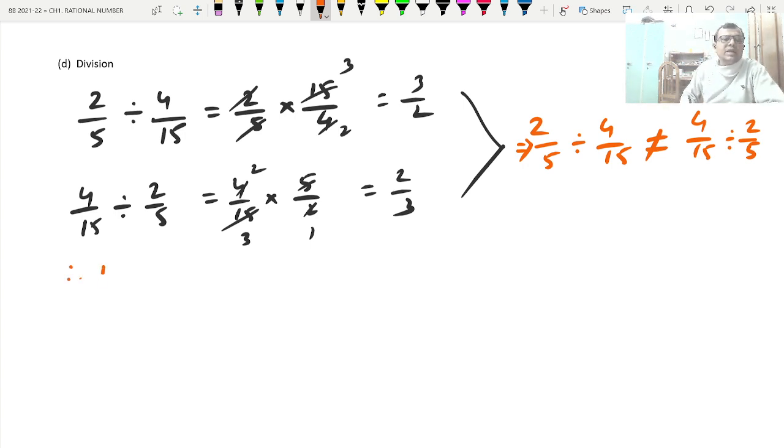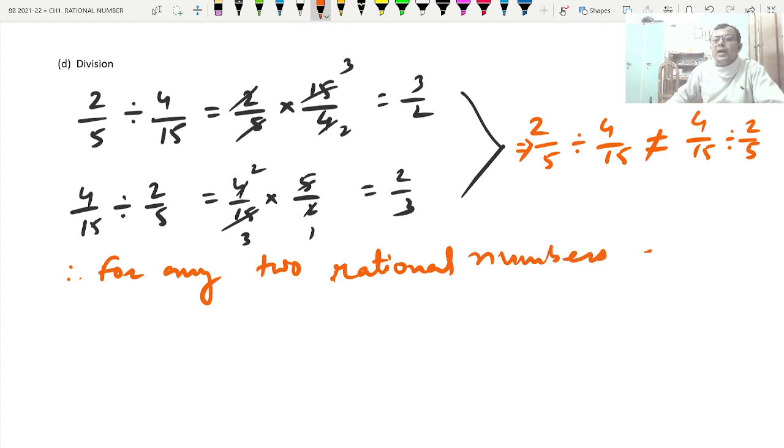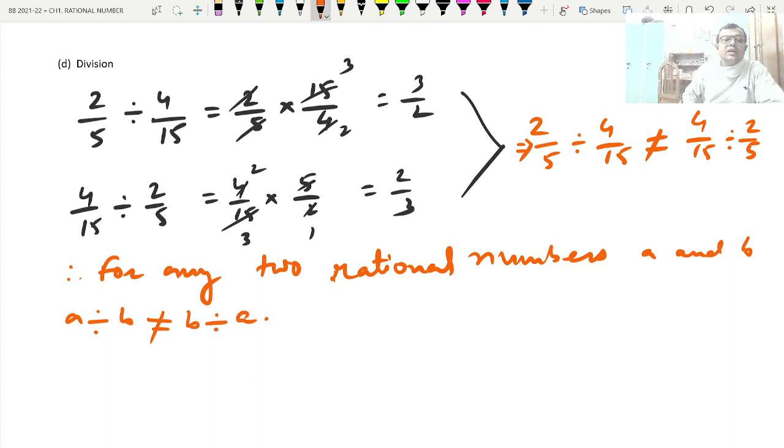Therefore, for any two rational numbers A and B, A divided by B is not equal to B divided by A. So division is not commutative.